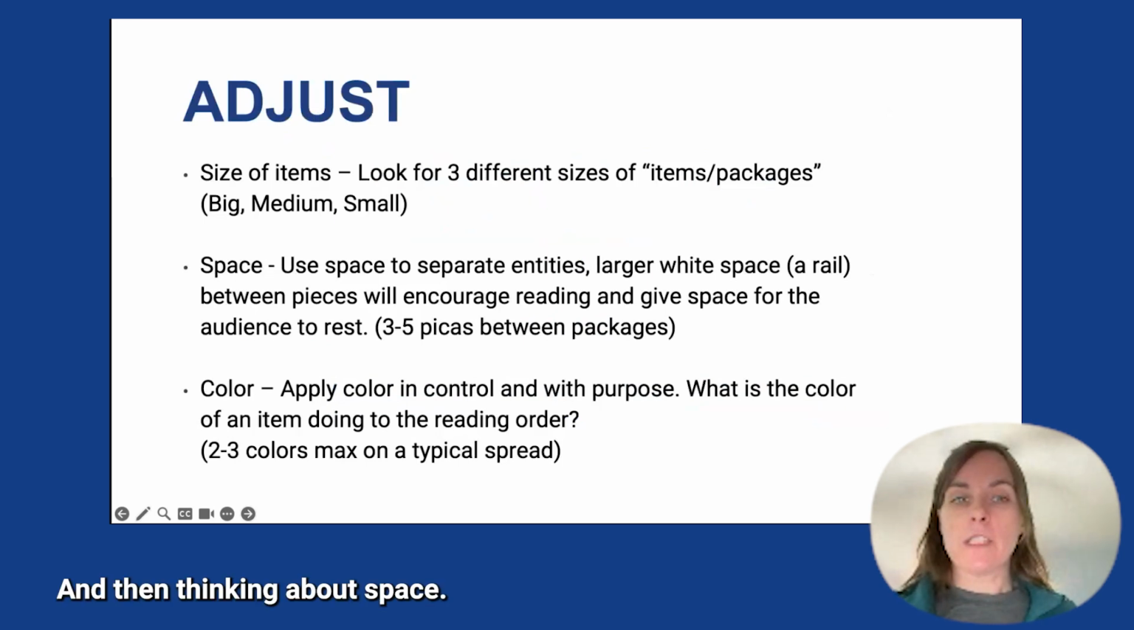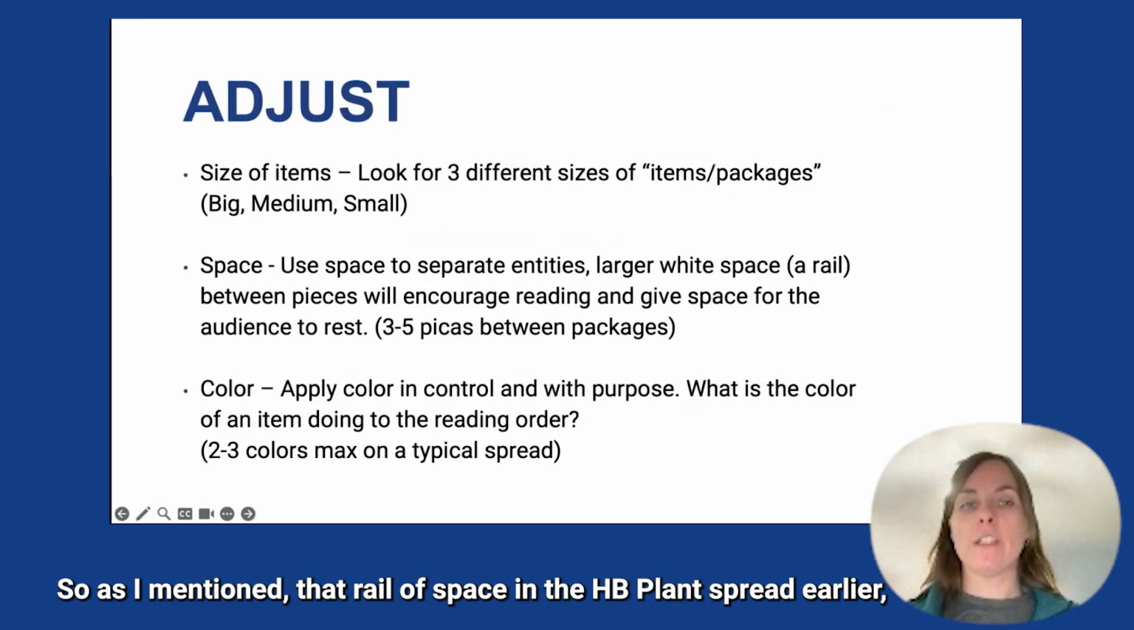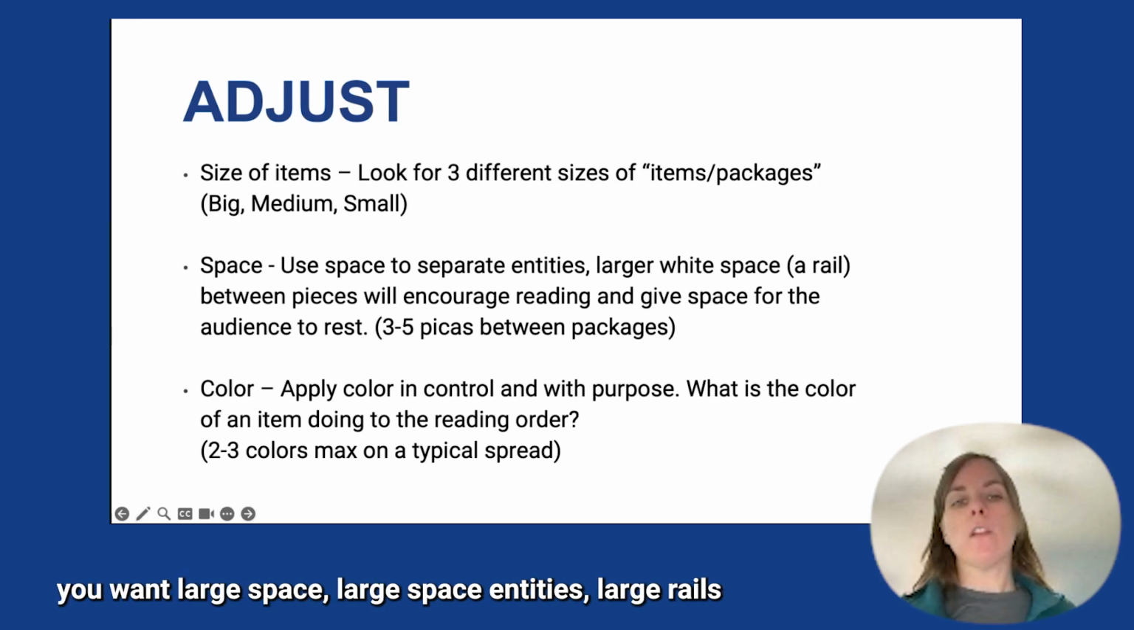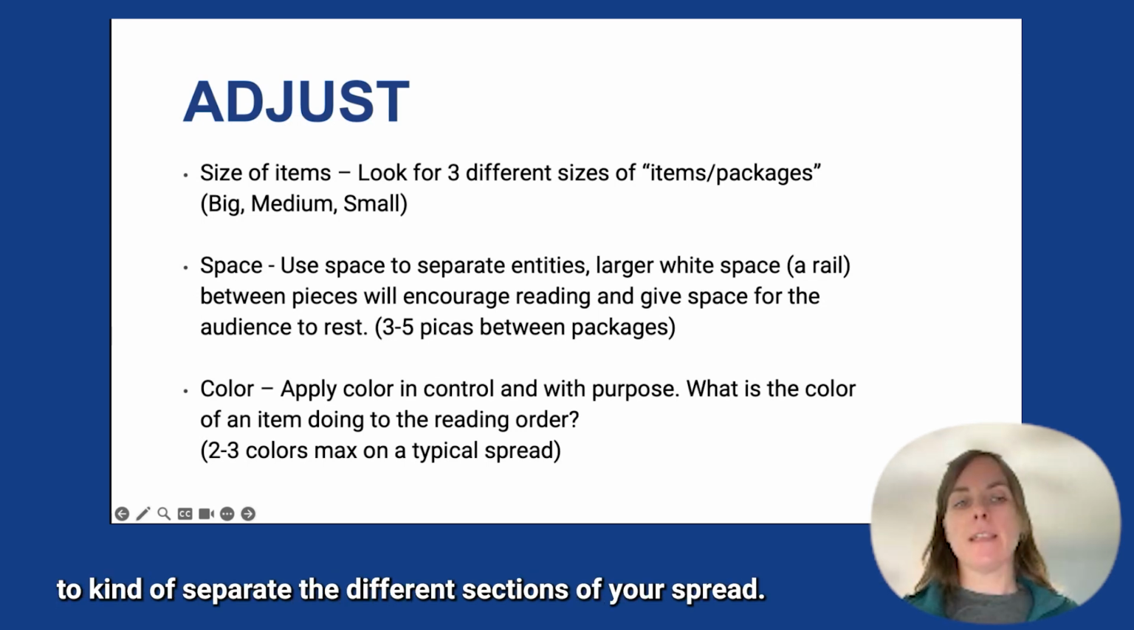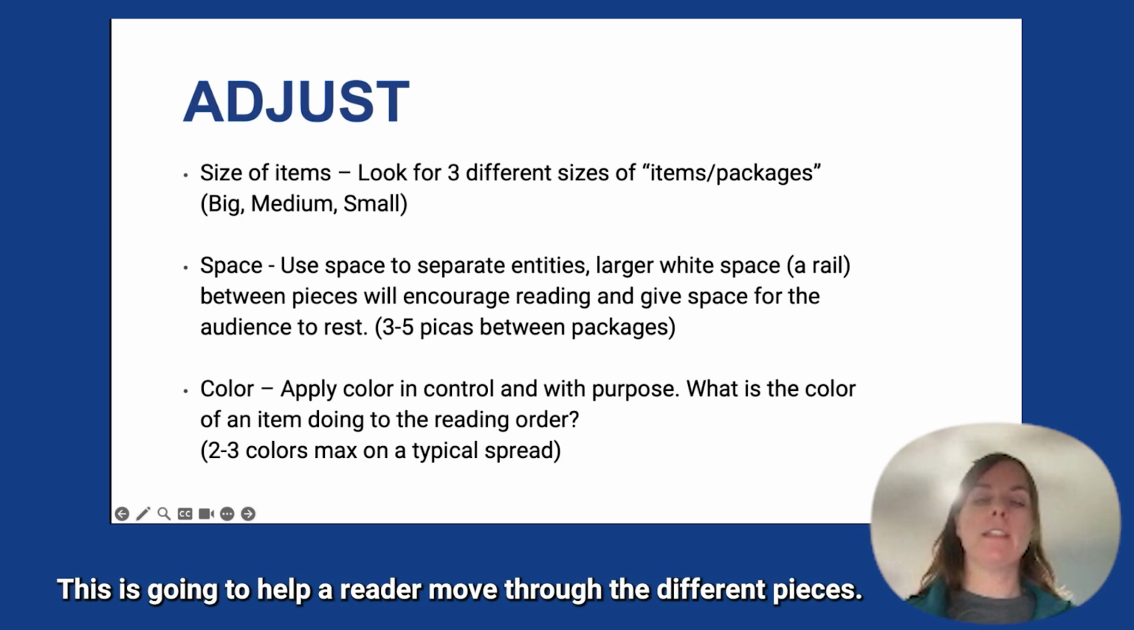And then thinking about space. So as I mentioned, that rail of space in the HB Plant spread earlier, you want large space entities, large rails to kind of separate the different sections of your spread. This is going to help a reader move through the different pieces.